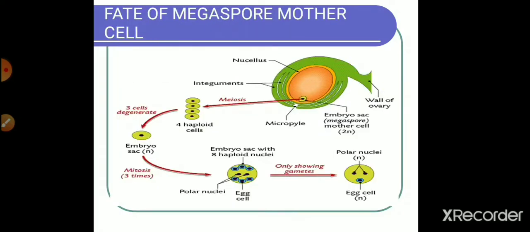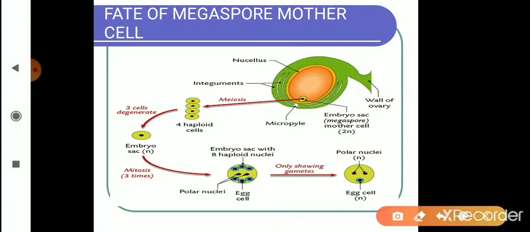Now look at the whole phenomenon in this diagram. This is an ovule. In the ovule, this is the micropyle and this is the chalazal end, C, that is the chalazal end. Here lies the megaspore mother cell. This cell is called the megaspore mother cell.